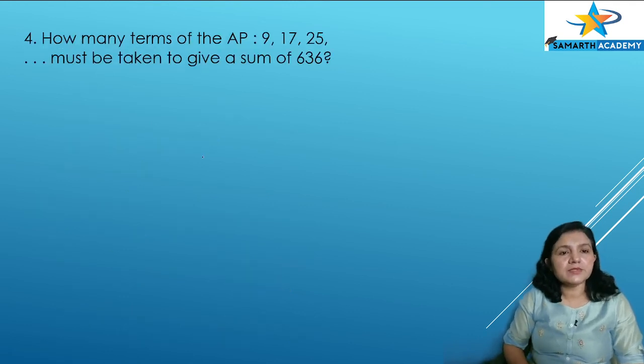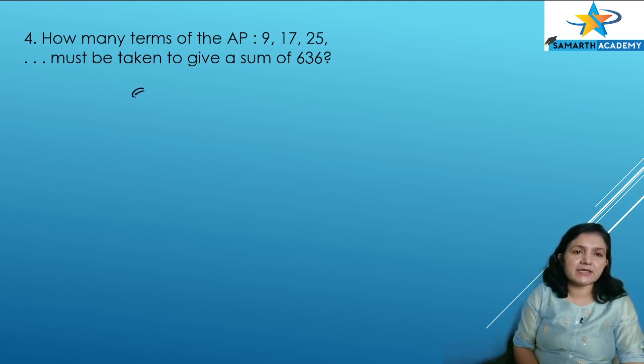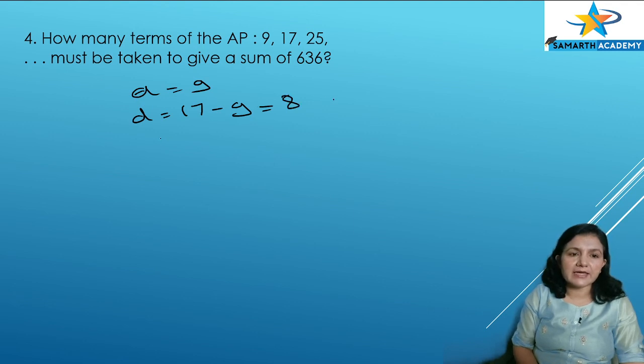How many terms of the AP must be taken so that the sum should be 636? A is 9, D is the second term minus the first term, that is 17 minus 9 is 8, and the sum of n terms Sn is equal to 636. He is asking for the number of terms. N is the question mark.